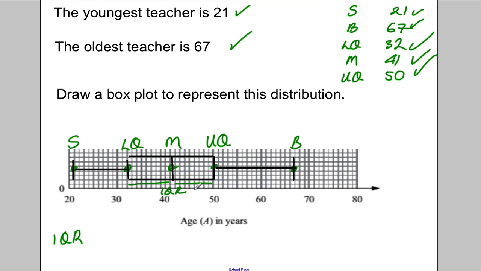And from 32 to 50, well, we could just do 50, take away 32, which is equal to 18 years old. Okay, and that's basically everything they can ask you about box plots.